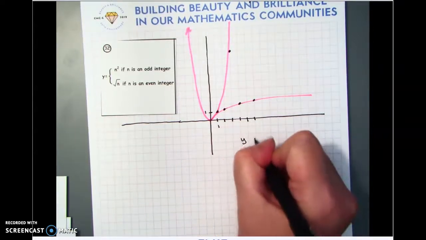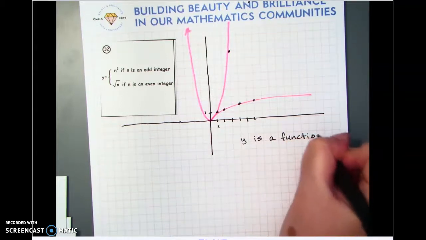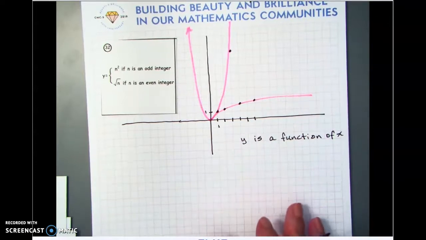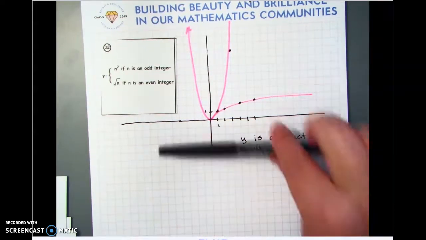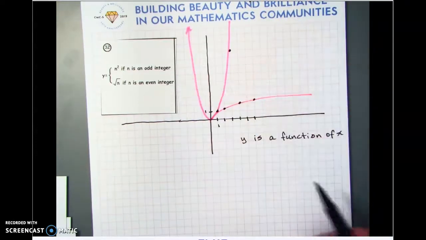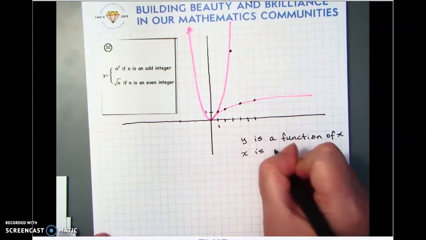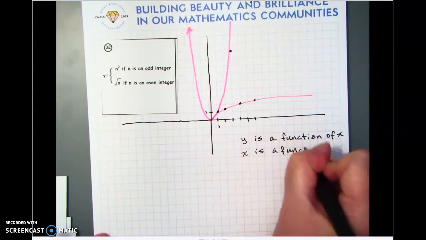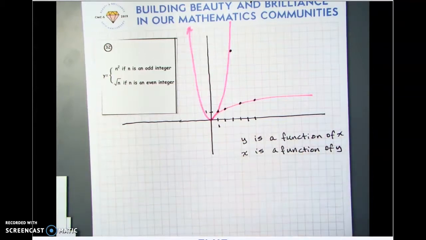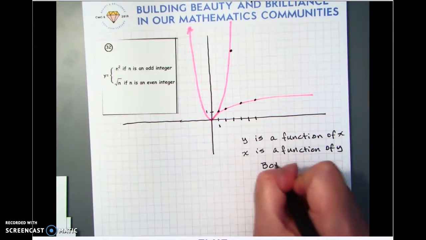So that means y is a function of x, because that vertical line test is perpendicular to the x-axis. And then if we come along this way, for every y value, there is exactly one x value. So that means x is a function of y. And so this would be a situation where that is both.